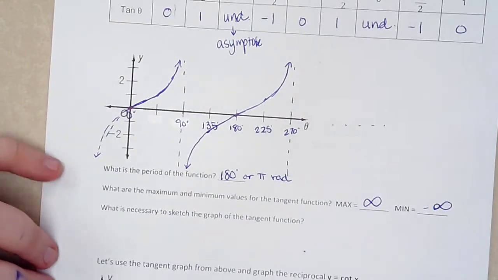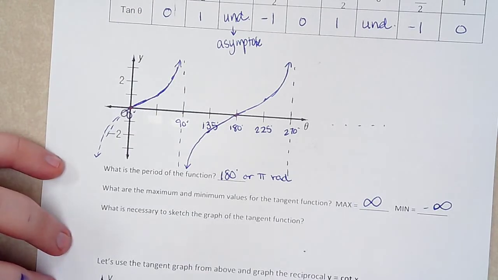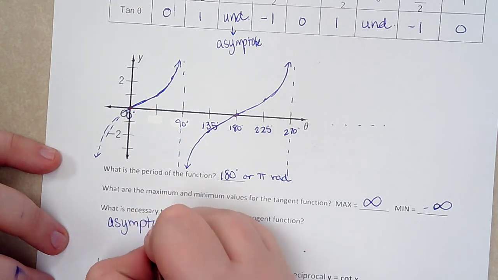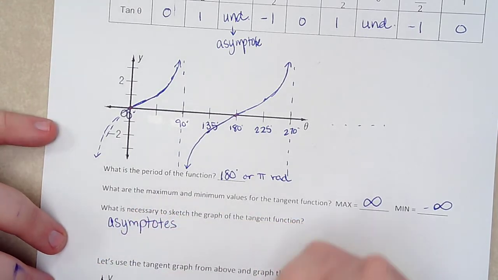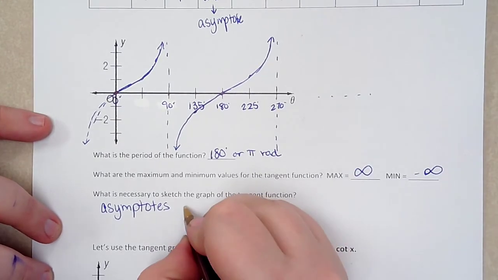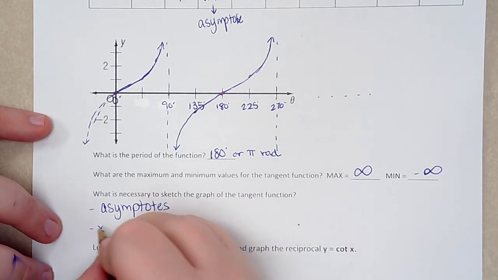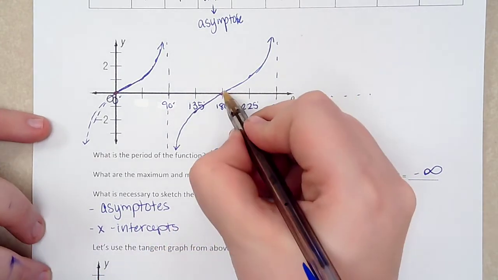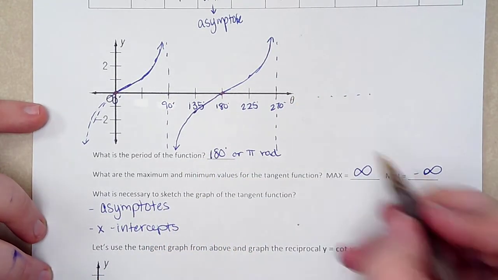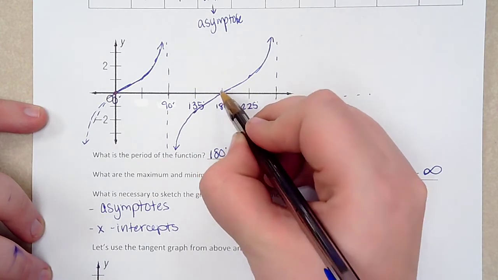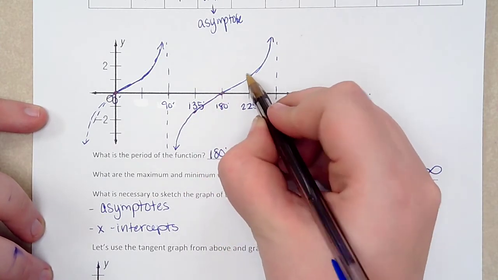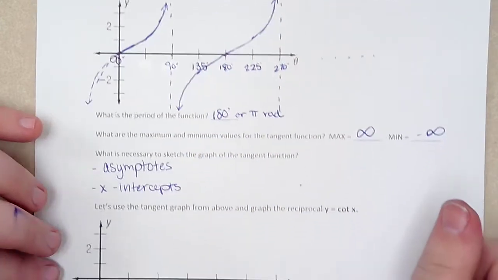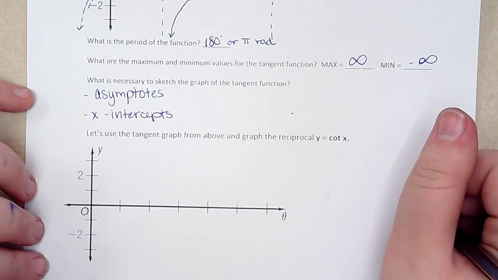So what is necessary to sketch the graph of the tangent functions? Well, the asymptotes come in handy again. But the vertices don't help us as much as the x-intercepts. So I'm going to put the x-intercepts because those tell us where the middle of our graph is going to be. If we know where the middle is, we know that the two pieces on either side are going to be +1 and -1, and then they're just going to swoop towards those asymptotes. All right.